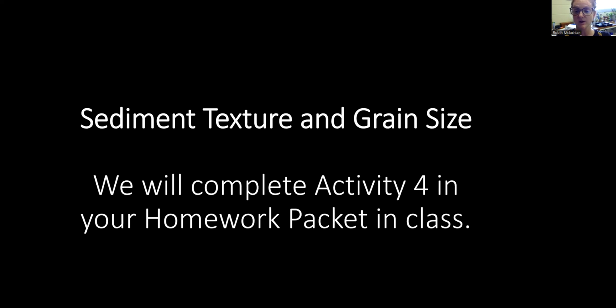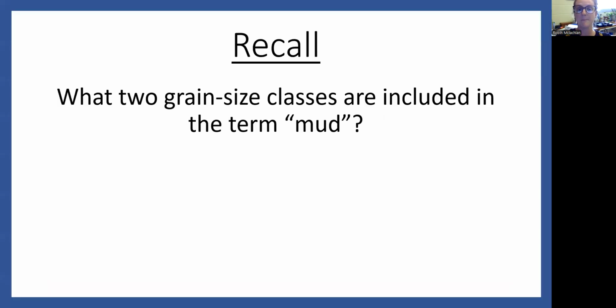So in class, we are going to complete activity 4. So don't worry about that yet. We'll do that as a group in class. This is when you're actually going to be able to feel the sediment for yourself and get a good idea of the different grain sizes, what they feel like. But I do want you to remember what two grain size classes together are combined to form the term mud.